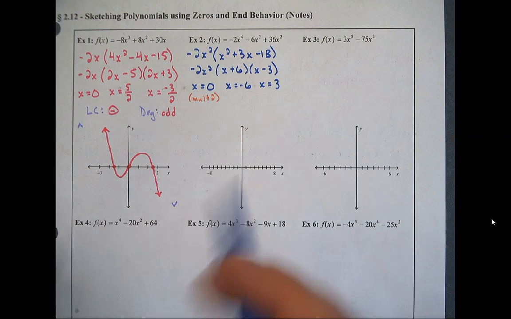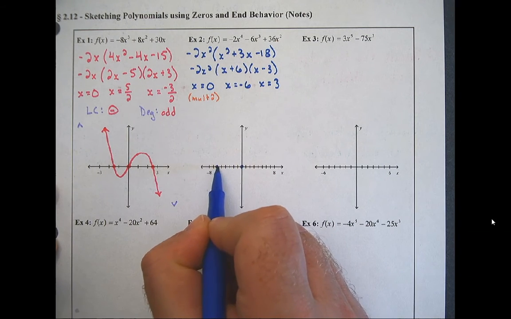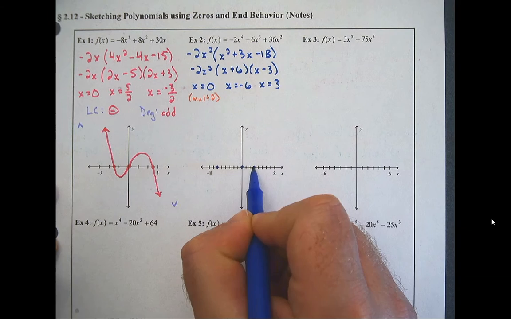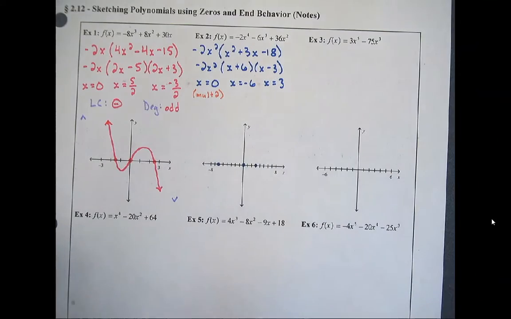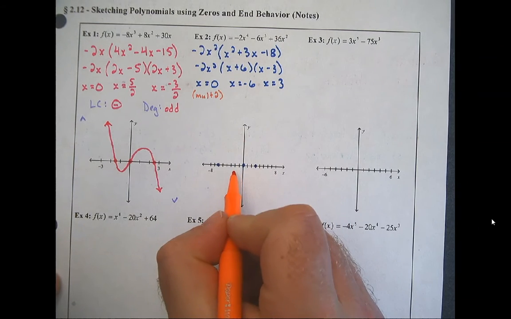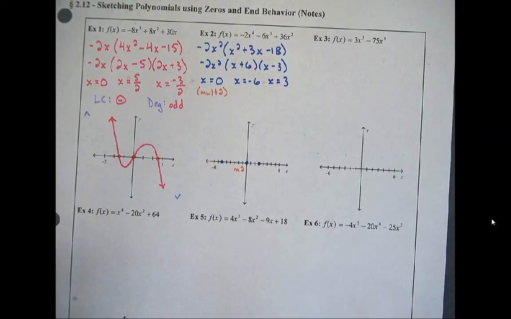So my graph is going to hit at 0, at negative 6, and at 3 on the x-axis. Now, sometimes it's nice to label these. Go through and label any of the ones that aren't going to be mult 1s, like this is going to be a mult 2. So sometimes it helps do that. If you can do it without it, you don't have to do it.